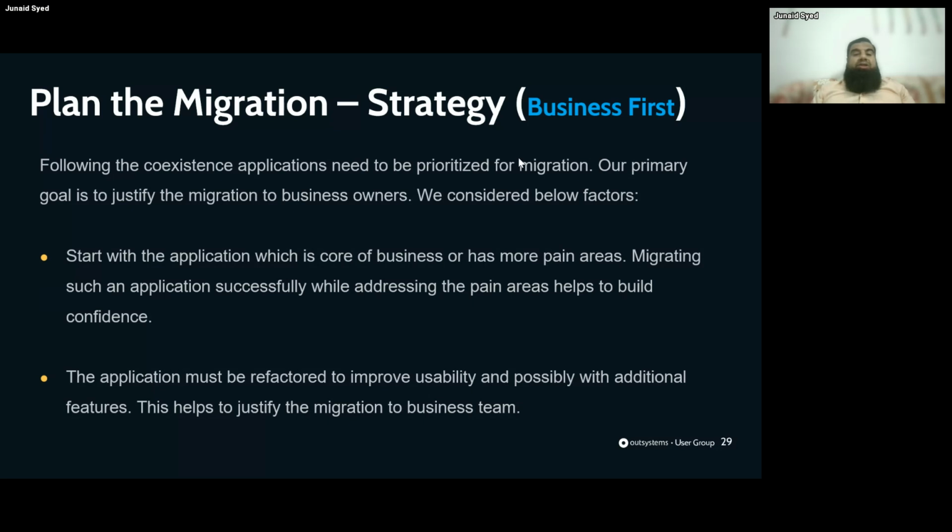So the strategy, okay, we decided to go ahead with coexistence, but then we wanted to make sure that we show some value to the business, right? So business comes first, right? For that, we started with the applications which are core to the business. Compliance was one of the applications which was very close and very important to the business. They had a lot of issues with that. They had some look and feel issues. There were some performance issues.